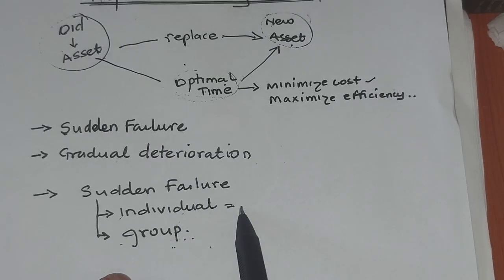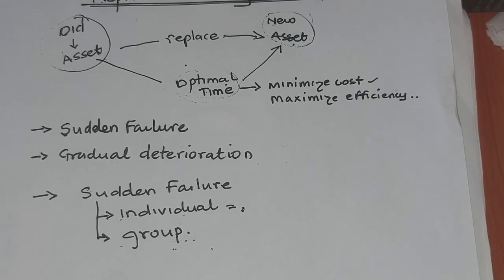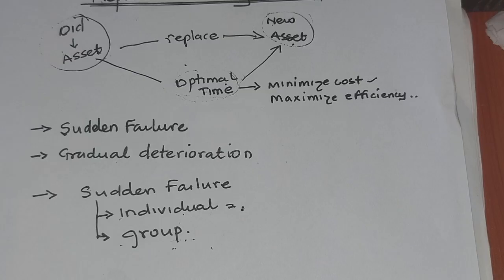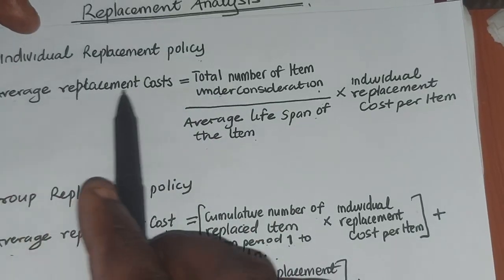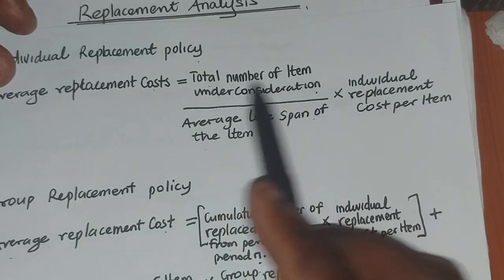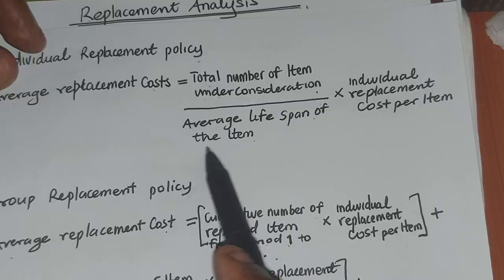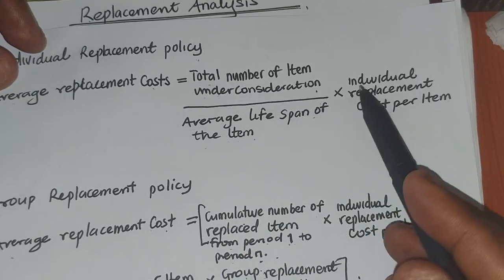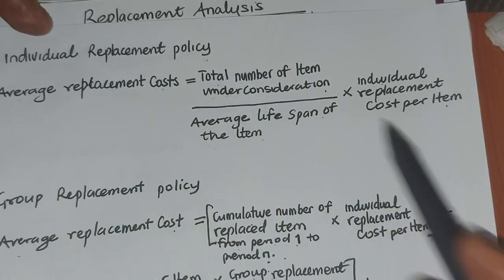For individual replacement policy, we need to determine the average cost per month or per week or per period, and this is the formula. Individual replacement policy: the average replacement cost per period will be the total number of items under consideration divided by the average lifespan of the item, multiplied by the individual replacement cost per item. That is for individual replacement.